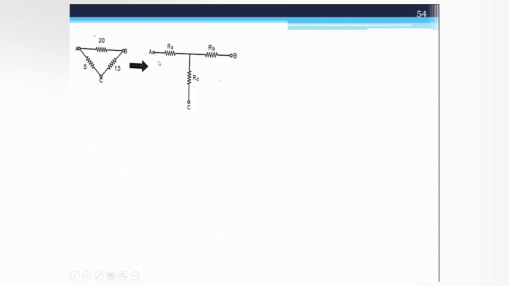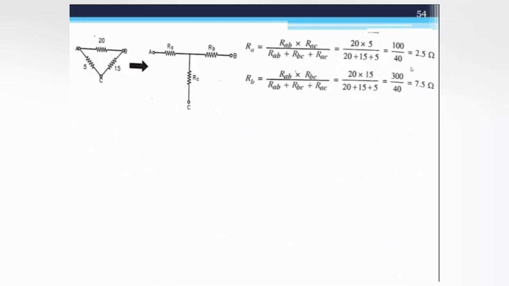What is the equation of RA? So RA equal to RAB into RAC divided by RAB plus RAC plus RBC. So we put the value of RAB, RAC and RBC. We got RA equal to 2.5 ohm. Similarly, RB equal to RAB into RBC divided by RAB plus RBC plus RAC. Put the value of RAB, RBC and RAC. We got the value of RB is 7.5 ohm. Similarly, we get the value of RC is equal to 1.87 ohm.